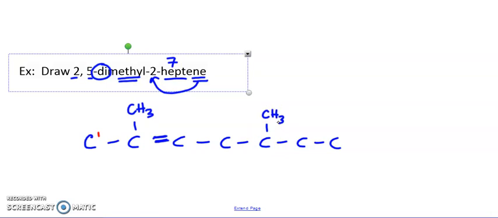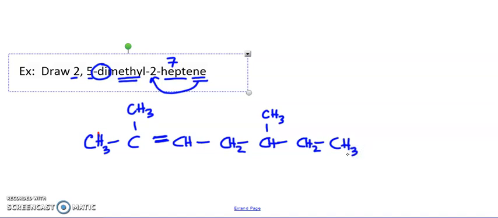And I'm going to add in my other H's. So I'm just going to do a condensed. So CH3 here. This carbon has 4 bonds already. This one has 3. So I've got 1 H here. Got 2 H's here. Got 1 H here. 2 here. And 3 here.